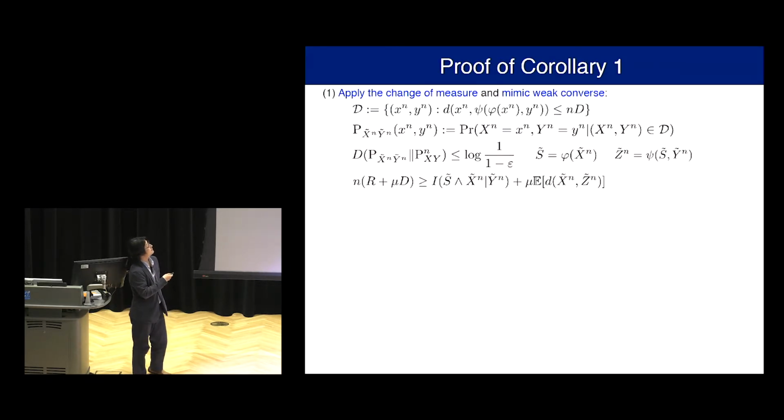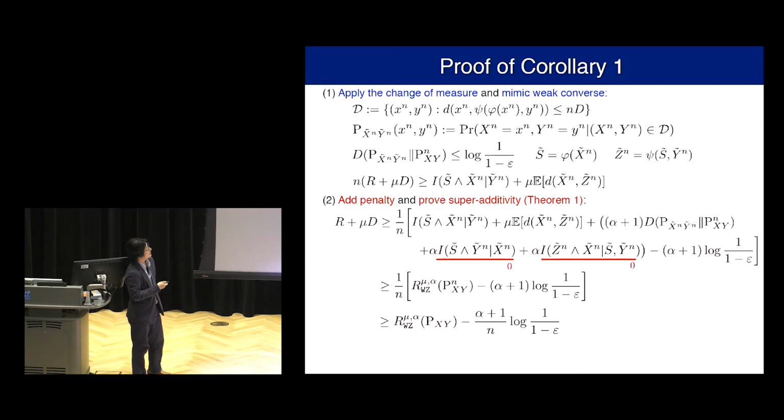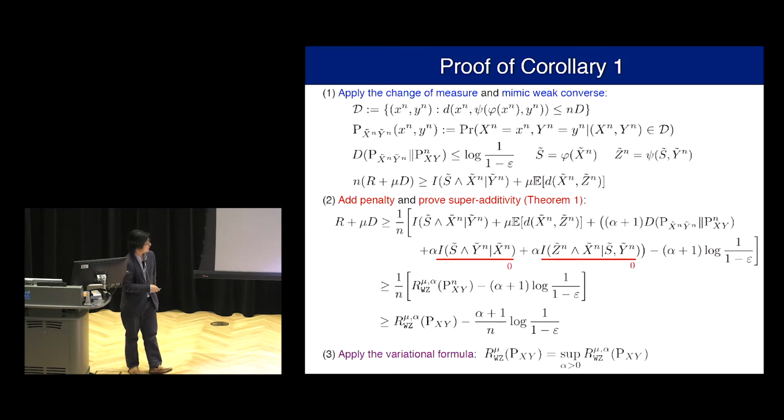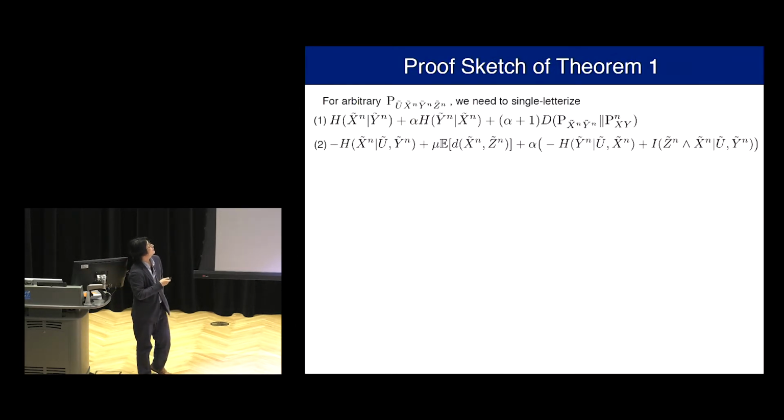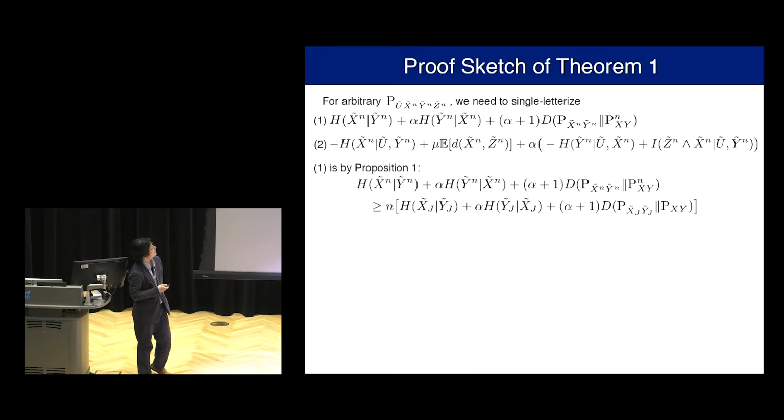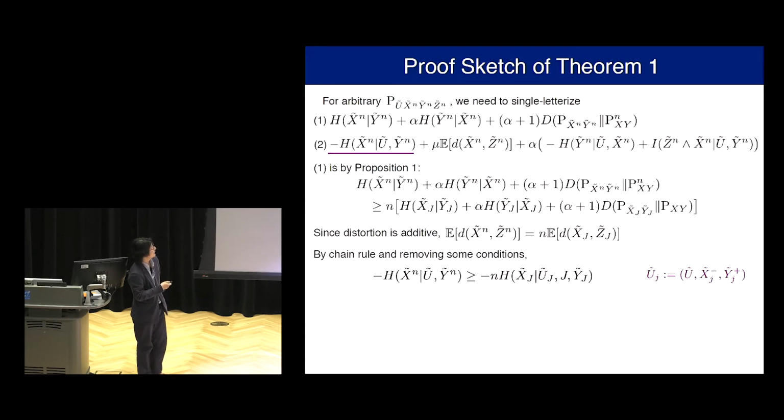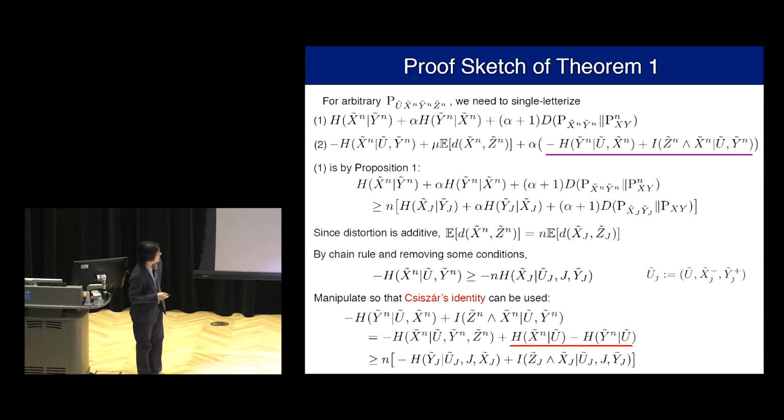So in the case of the Wyner-Ziv problem, we change the measure by conditioning on this kind of no excess distortion event, and mimic the weak converse, and then apply superadditivity of the multi-letter characterization, and we can get something like this. And finally, taking the limit of the penalty, we can get the strong converse. And proving superadditivity is a lot of manipulation. Most of them are elementary, but we have to find how to do this by trial and error. The key point is application of Csiszár's identity.